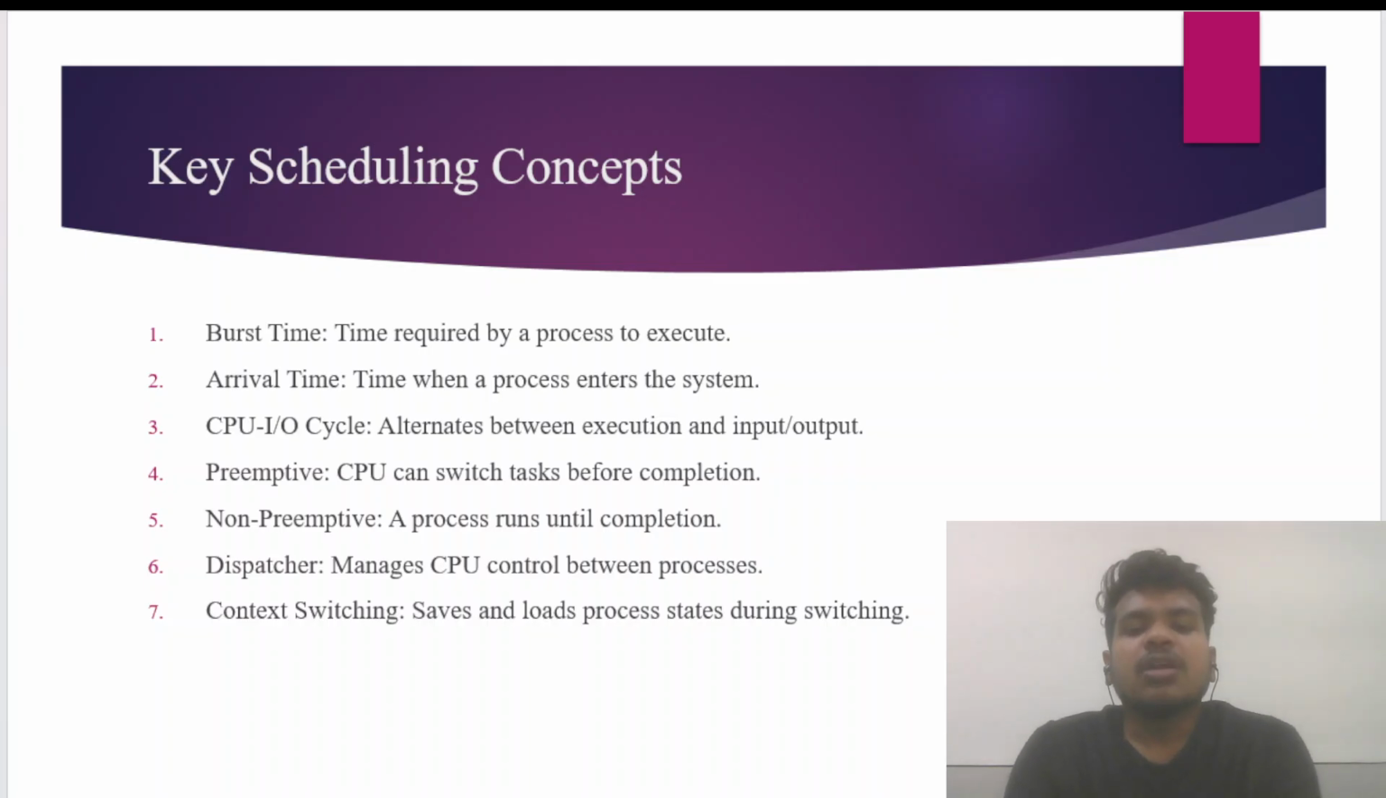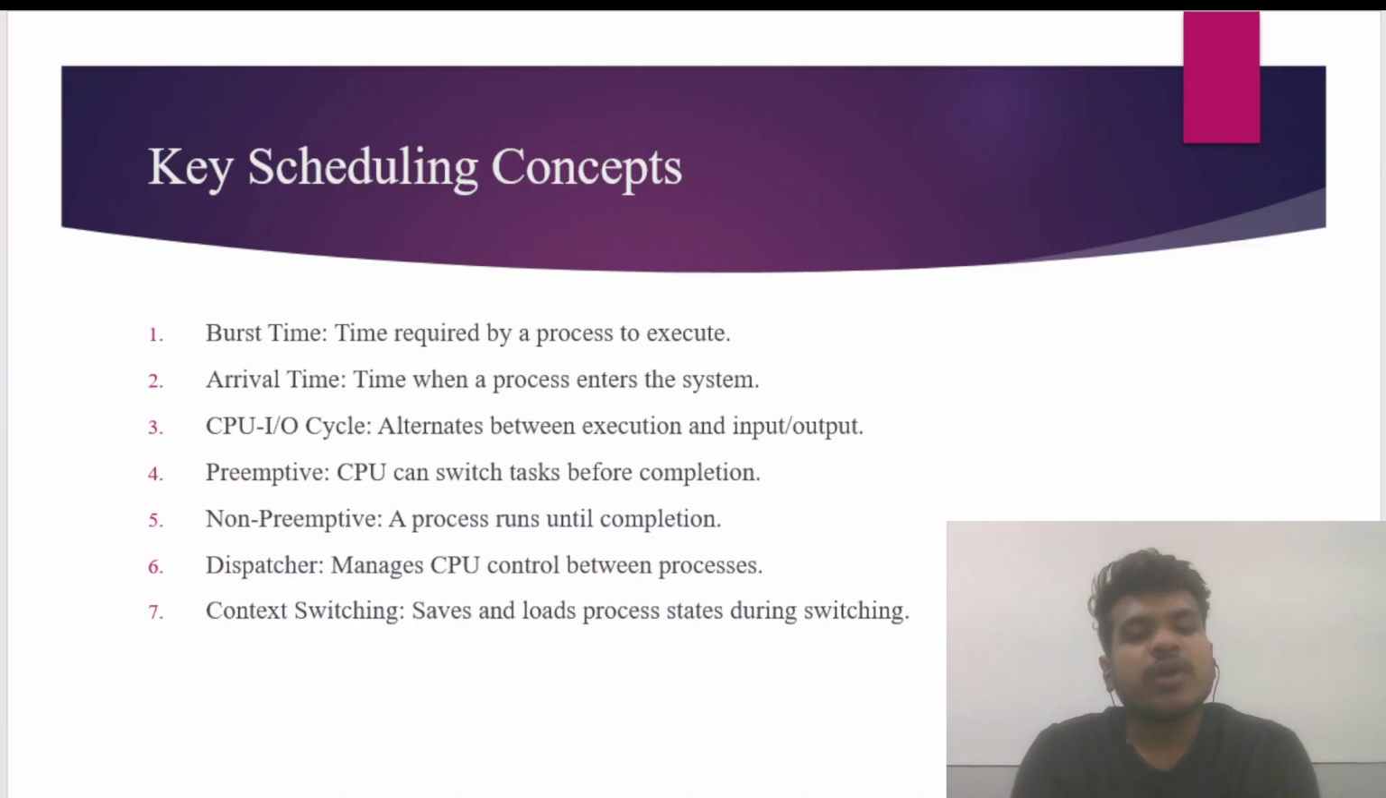In a hospital, a doctor might interrupt a normal patient checkup to attend to an emergency case. This is preemptive scheduling because the emergency case needs immediate attention. But if the doctor completes each checkup before moving to the next, that's non-preemptive scheduling. Okay. Then we have the dispatcher. Dispatcher means that it manages the CPU and control between the processes.